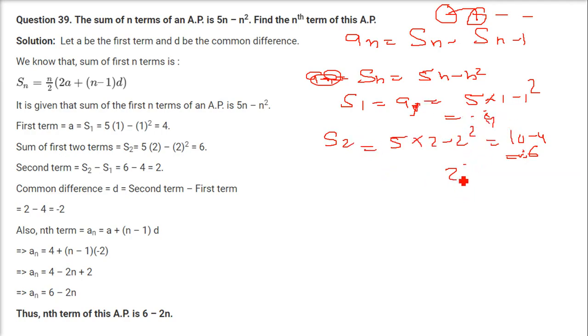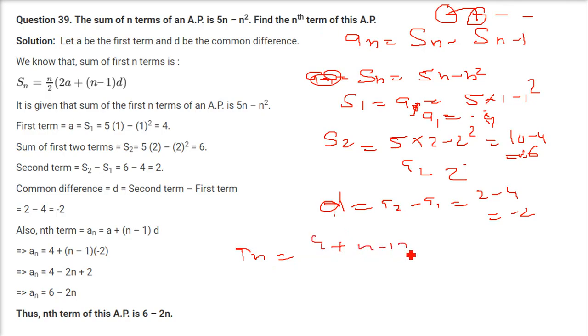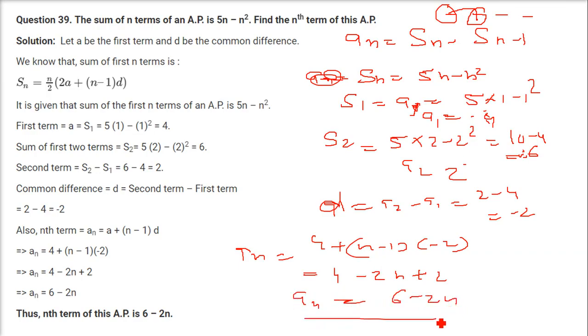So we have the first term and the second term. Now d will be the second term minus the first term, a2 minus a1. So 2 minus 4, you get minus 2. So d is known, a is known. When you have a and d, you can find an. An is a plus (n minus 1) into d. A is 4, plus (n minus 1) into d. What is d? We just found it to be minus 2. So 4 minus 2n plus 2, which is equal to 6 minus 2n, is an.